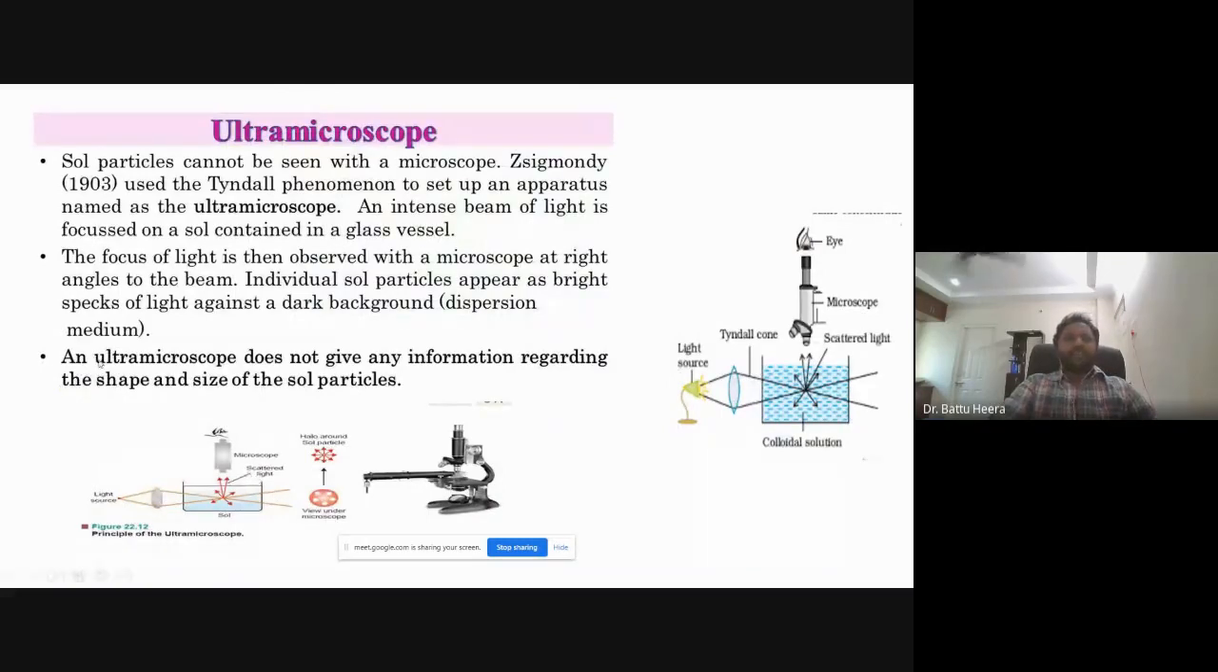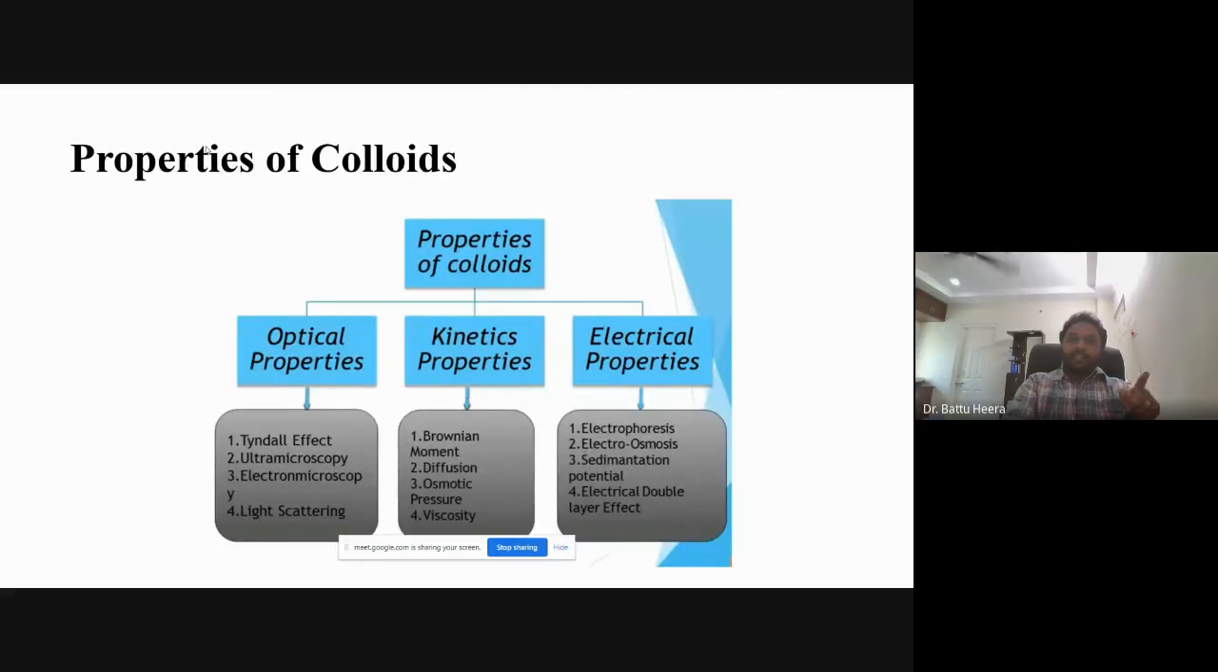Now come to the ultramicroscopy. So in the optical properties, we are having the Tyndall effect, ultramicroscope, electron microscope, and light scattering technique. The properties of optical properties are the Tyndall effect, ultramicroscopy, electron microscopy, and the concept of the light scattering technique.